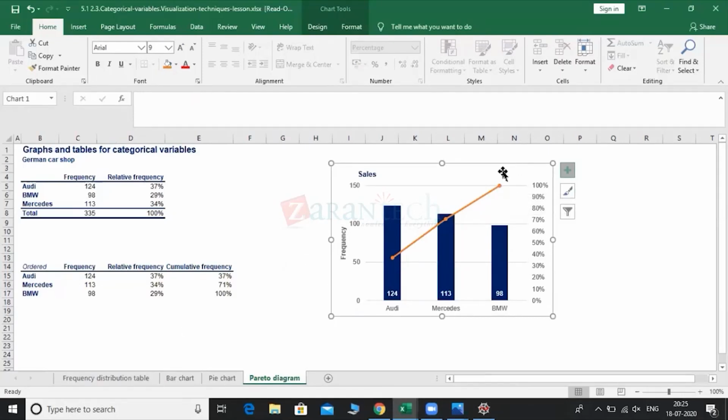And so this kind of chart is called a Pareto chart, wherein you show the separate distribution and you can also show something on the cumulative front. So this is one way of representing the categorical variables. All right.